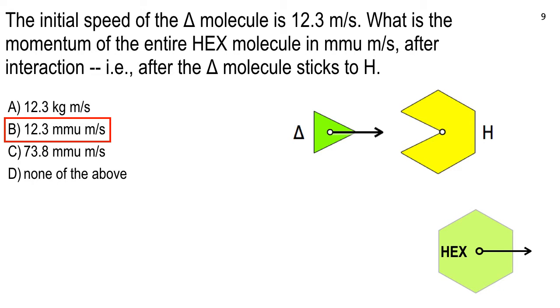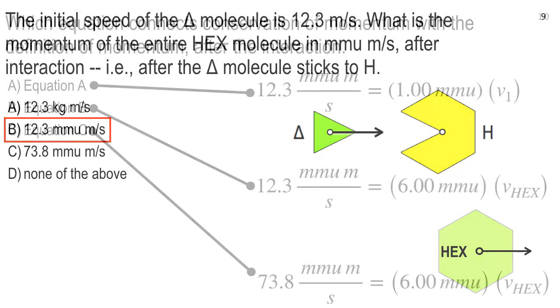Before the interaction, it's 12.3 with the delta molecule and a big zero for the H molecule, the yellow H molecule. But afterwards, all that 12.3 is concentrated in the hex molecule. It hasn't disappeared, it's just rearranged itself.